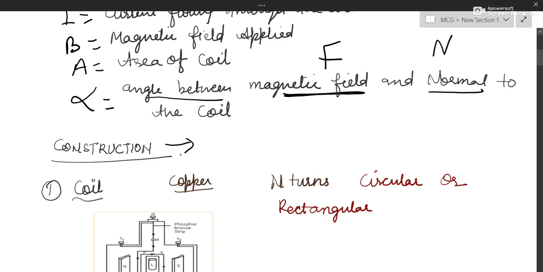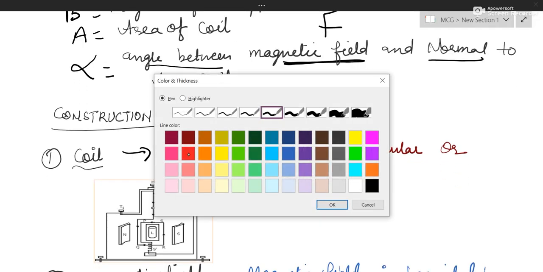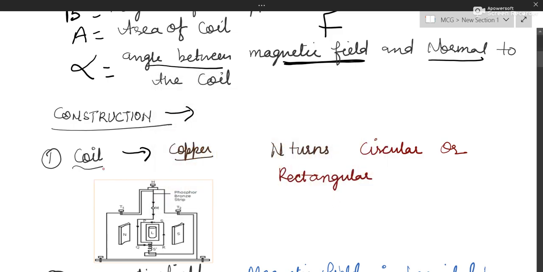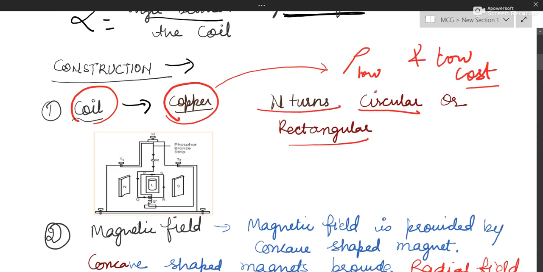Now coming to the construction, there is a coil. So coil is made up of copper and it is having N turns. It can be circular or can be rectangular. And why do we choose copper? Because it has low resistivity and low cost. Or you can say it is affordable comparatively.